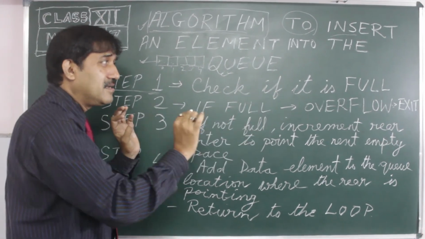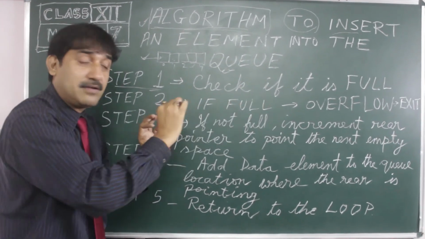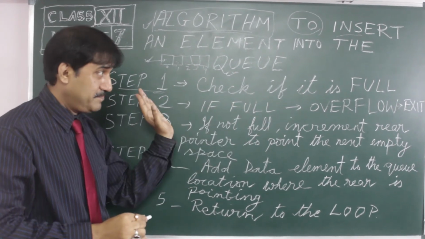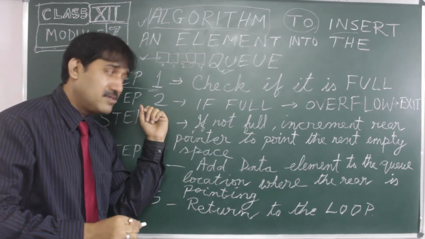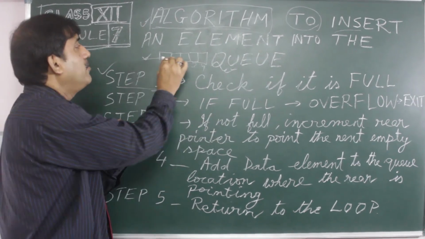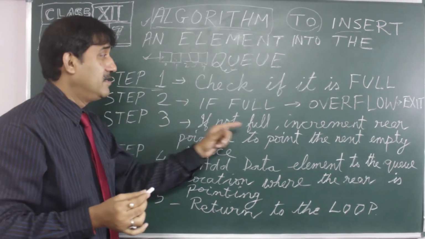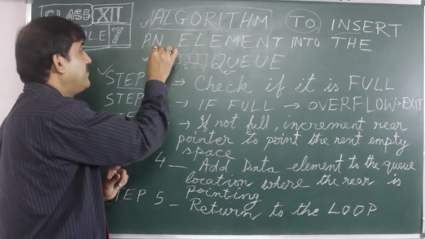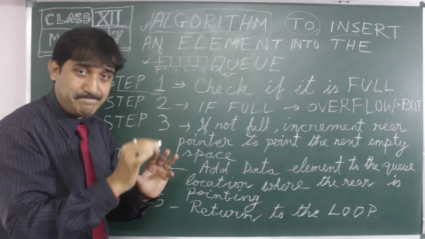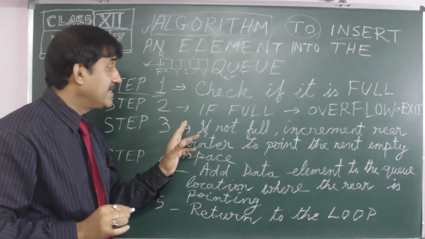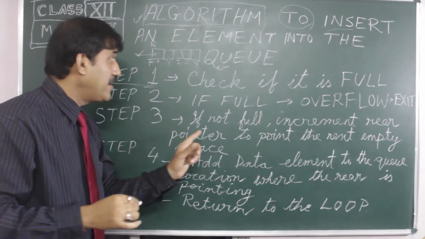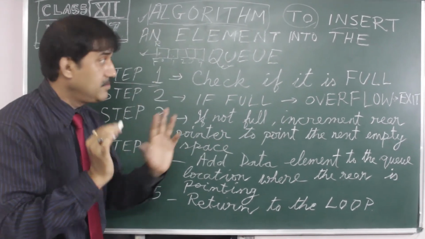Now I have given a condition: if it is full, it will tell overflow and exit, it will come out. Exit means coming out. Next, step number 3, if not full, it is empty, we have just made the structure. Increment the rear. At the first point, the rear and the front are the same. Increment means you will add. Increment the rear R.